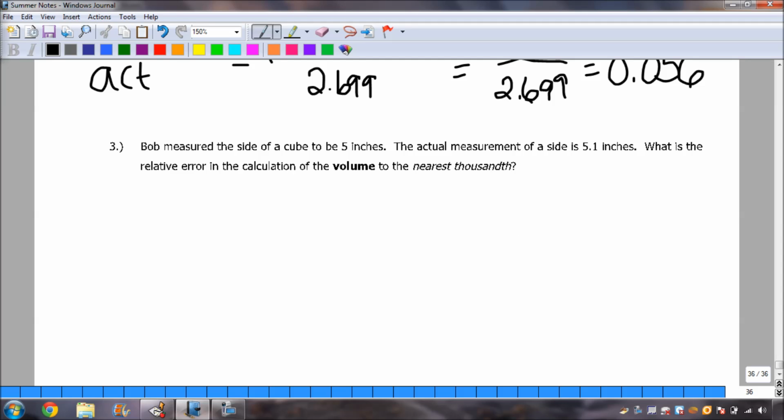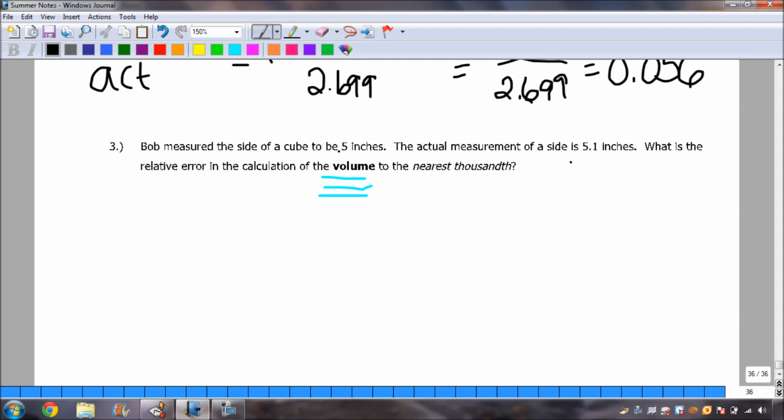Now, number 3 is very tricky. Number 3 says Bob measured the side of a cube to be 5 inches. The actual measurement of a side is 5.1 inches. What is the relative error in the calculation of the volume to the nearest hundredth? Normally what we would do is 5 minus 5.1 divided by 5.1, right? But it's not asking you about the relative error in his measurement of the side. Rather, it's asking for the relative error in the calculation of the volume.